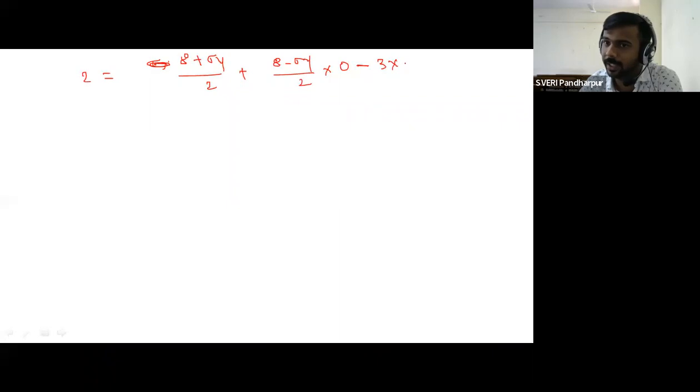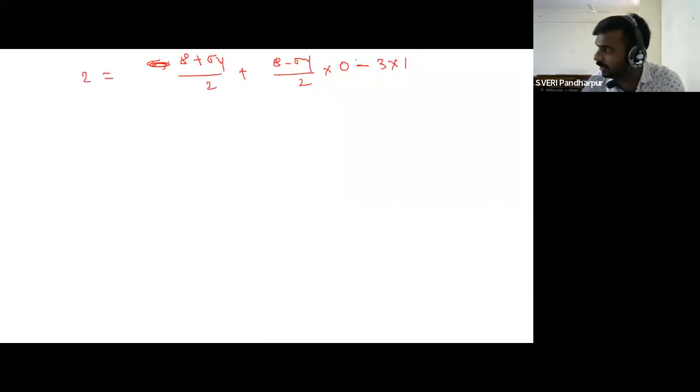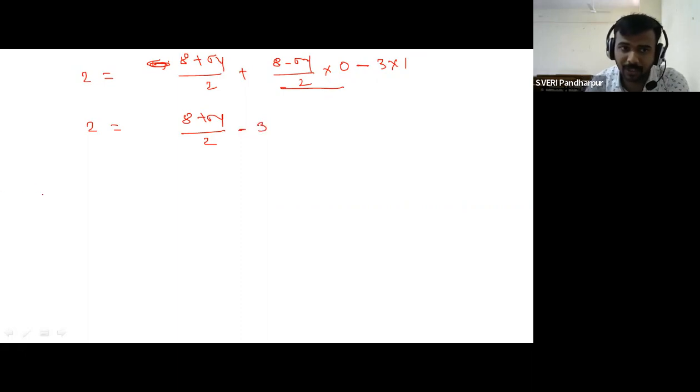So 3 into 1 it becomes 3. And this minus sign we have taken because here shear stress is negative. So due to this plus, due to this minus, here you will get the minus. But 3 into 1 it becomes only 3. So here 2 is equal to 8 plus sigma y divided by 2. So 0 into this term it becomes totally 0. Only remaining term minus 3. Now we have to rearrange the terms, like this minus 3 is present at the right side.